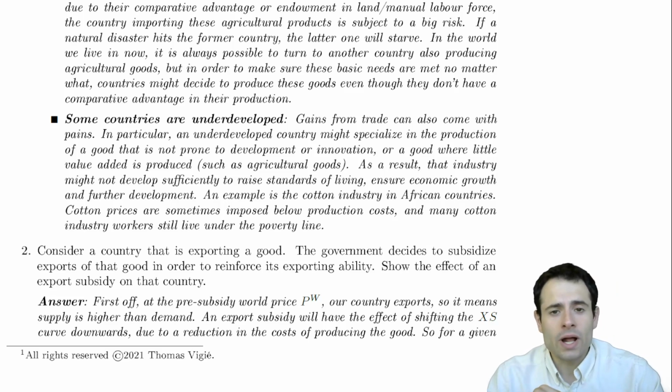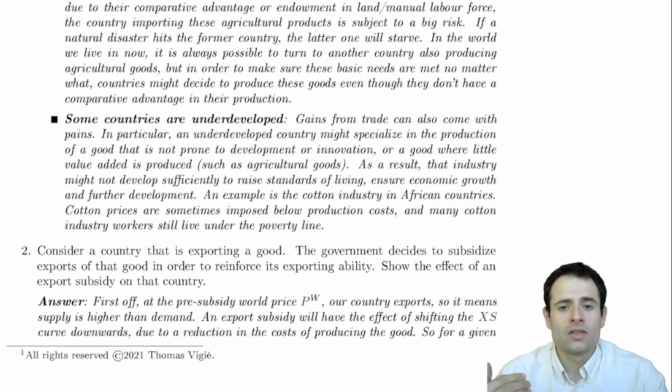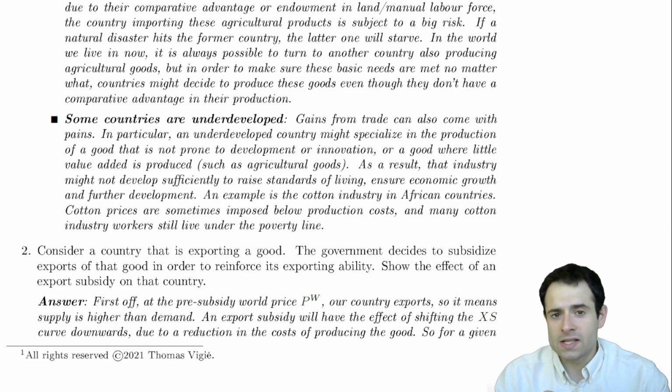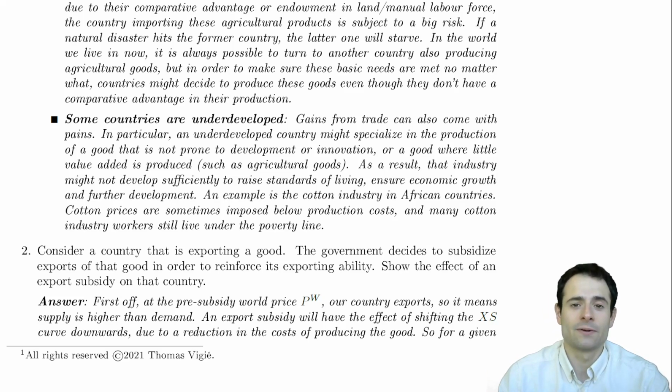First off, we need to look at the equilibrium price before the subsidy is in place. So we're going to start with a world price equal to PW, for which the country exports. So that means that at this price, the country has a higher supply than demand, and this excess supply will meet foreign demand. An export subsidy will have the effect of shifting the export curve downwards, because this represents a reduction in the cost of producing the good that is being exported.